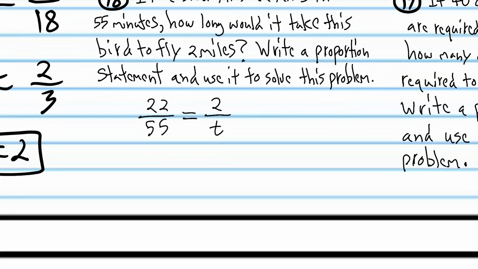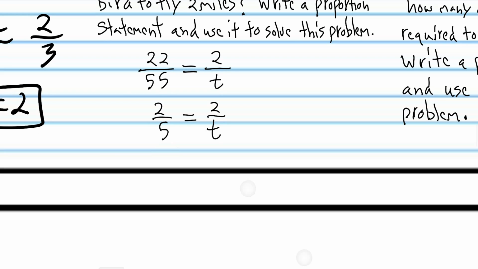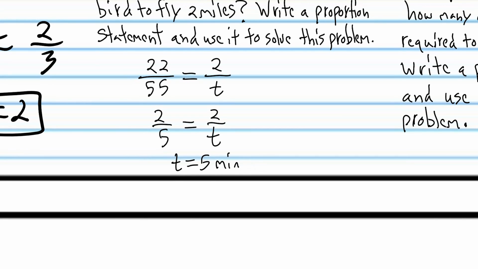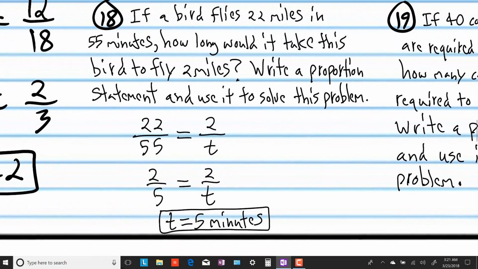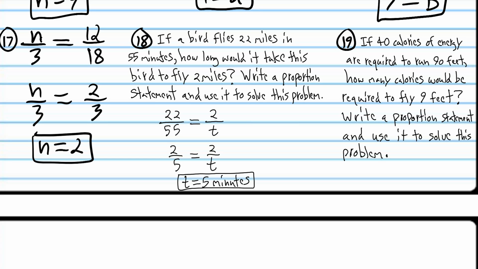All right, so let's reduce the fraction on the left. If we divide both sides of the fraction on the left by 11, then we get 2 over 5 is equal to 2 over t. And you can see that t must be 5. So we solved the proportion in the same way that we did with the previous problems. But this is a word problem, so before I rectangle, I have to say 5 minutes. If I didn't say minutes, I would get points taken off on a test. All right, so if you have a word problem, you just set up a proportion statement and then just solve it.